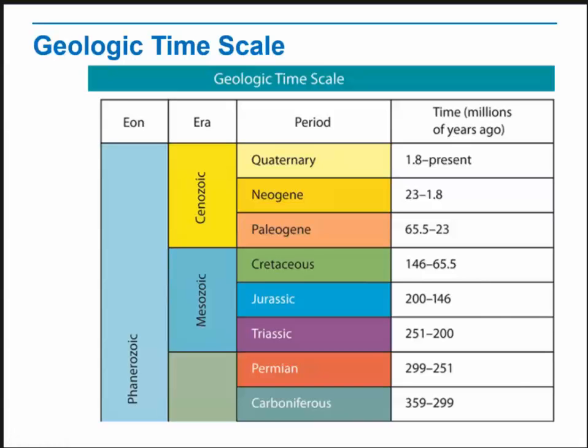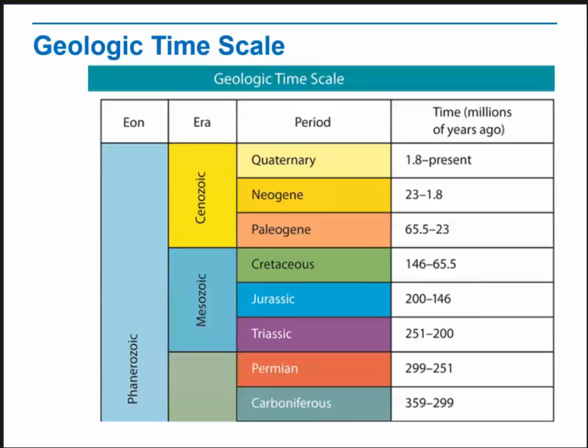Eons are the longest timescale. Eons are divided into eras. Eras are subdivided into periods, which range in length from nearly 100 million years to just under 2 million years. The Paleozoic era, for example, is divided into 6 periods, including the Permian period. So what era are we currently in? We are currently in the Cenozoic era.